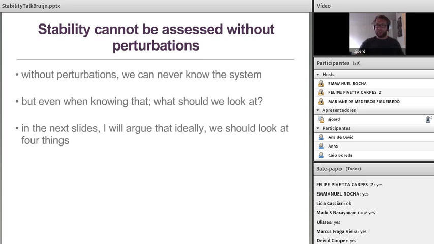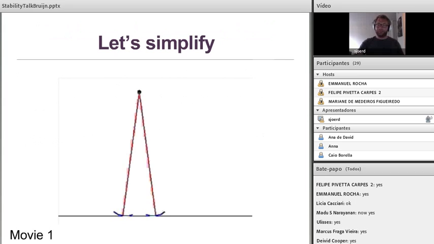Well, in the next slides I will argue, and this is already my second goal, so I'm scoring the goals quickly, that we should look at four things actually, not just one. One is not enough, we need four. Okay, so if we start off very simple, and this is the first movie, and if all is correct, I think Felipe will post you a link to the movie right now.